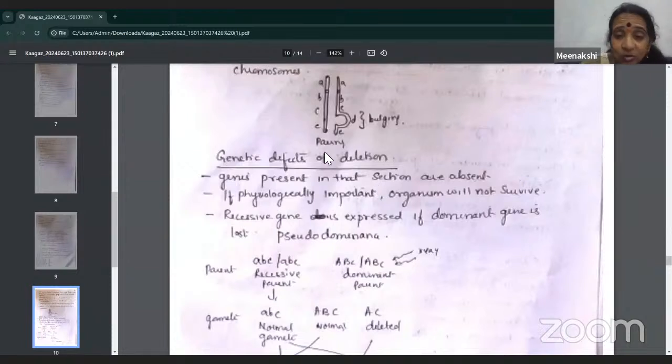And moreover, due to deletion, suppose this D is a dominant character, that is the dominant character is there and the recessive character is present over here. If the dominant character is removed, this recessive character will be expressed. When this recessive character is expressed, it becomes lethal. So that kind of recessive character expression is called pseudo-dominance.